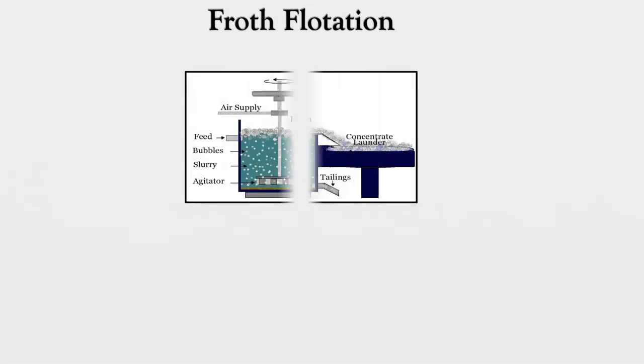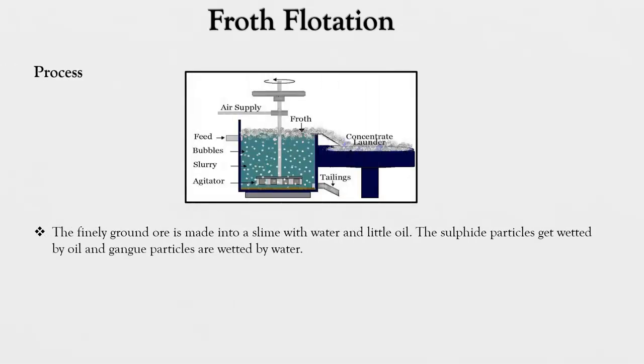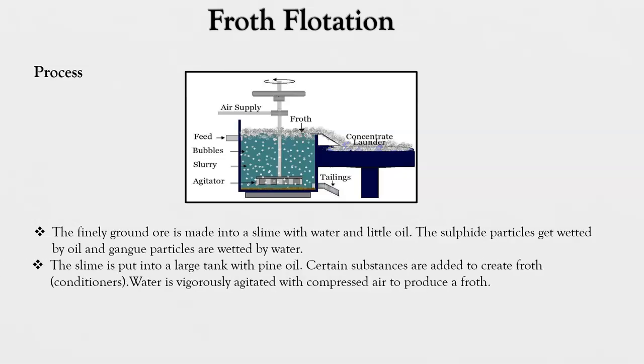Let us understand the process. The finely ground ore is made into a slime with water and little oil. The sulfide particles get wetted by oil, and the gangue particles are wetted by water. The slime is put into a large tank with pine oil. Certain substances are added to create froth. Water is vigorously agitated with compressed air to produce a froth.